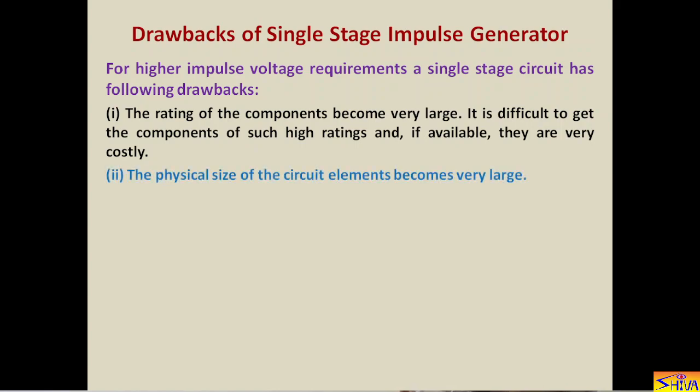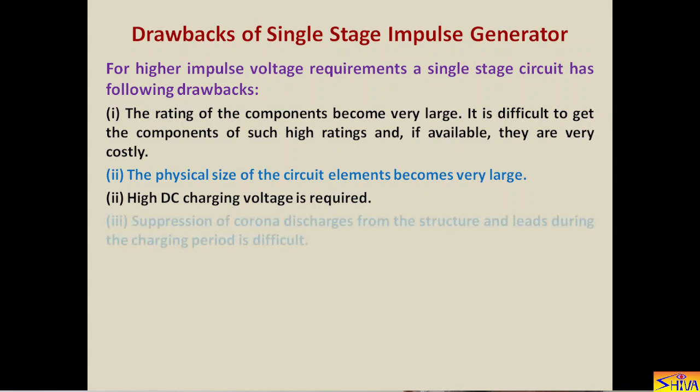Number two, the physical size of the circuit elements become very large, because the larger the voltage rating, the bulkier the size will be, and this will increase the physical size of the impulse generator. Number three, high DC charging voltage is required, because if suppose we are making single stage impulse generator of 1000 kV, then we require the charging unit which is capable of providing 1000 kV.